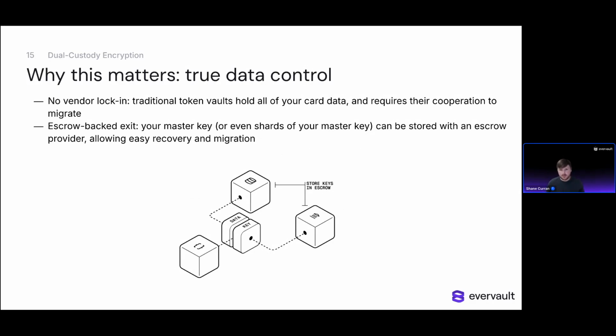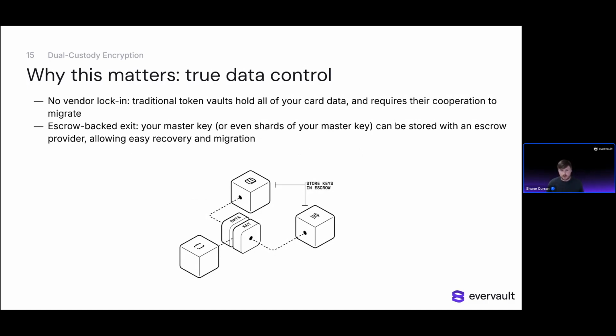If you want to migrate to another token vault or even just have your own backup for resiliency, you're depending on their cooperation to migrate at any point in the future. If you're in the middle of a contract renewal or pricing negotiation, you can lose a lot of leverage there just because they have all your card data and you don't have a backup of it yourself.